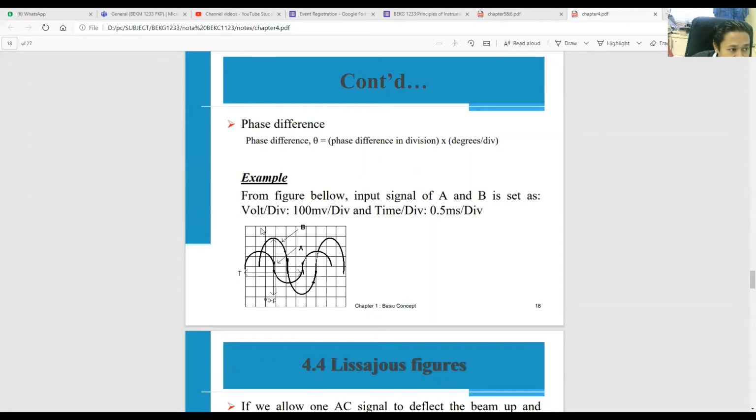For example, volts per division is set to 100 millivolts. That means this square is 100 millivolts, so one division is 100 millivolts. For the time, one division is 0.5 millisecond per division, so each division is 0.5 milliseconds. That's the concept of the oscilloscope. One division is 100 millivolts, and the next is 100 millivolts, and so on. This is how we measure with the oscilloscope.